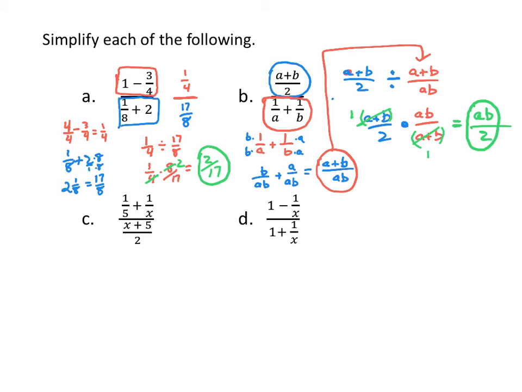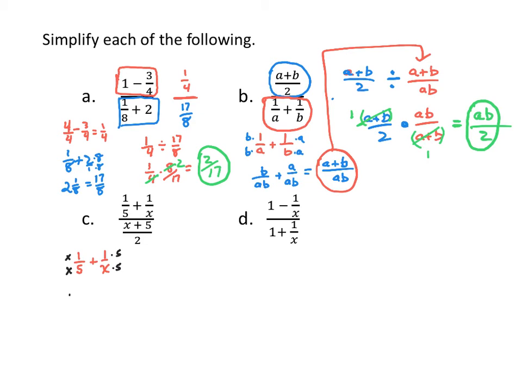All right, let's try C. This would be a good one now that you have some experience. You try it. And D, pause, try it, unpause, check your answer. Okay? Numerator: 1 over 5, sorry, plus 1 over x. Common denominator, multiply by x, multiply by 5.